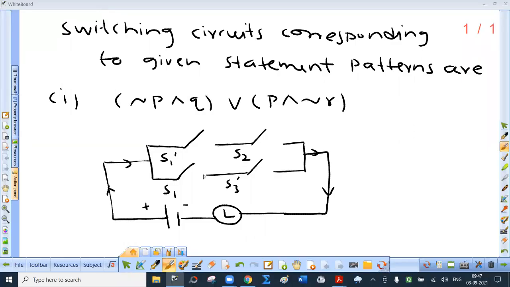See, this is the switching circuit. Basically, it is disjunction, so parallel combination of what? Series combination of not P and Q. Not P means S1 dash, series combination with Q, so S2. And this is P and not R, so S1 in series with S3 dash.